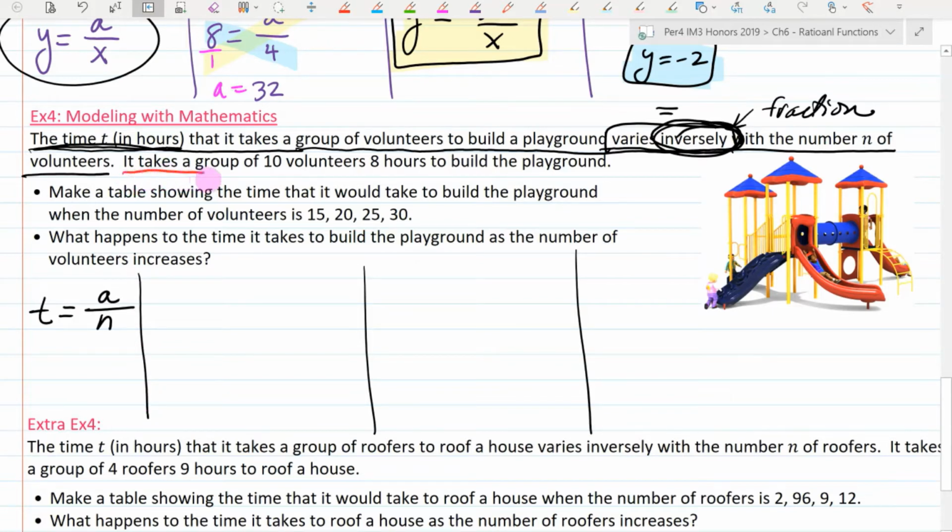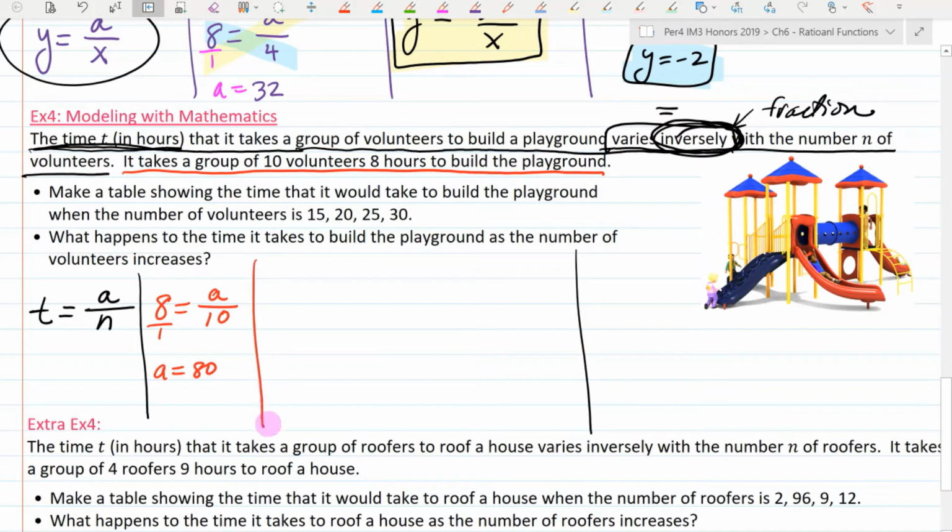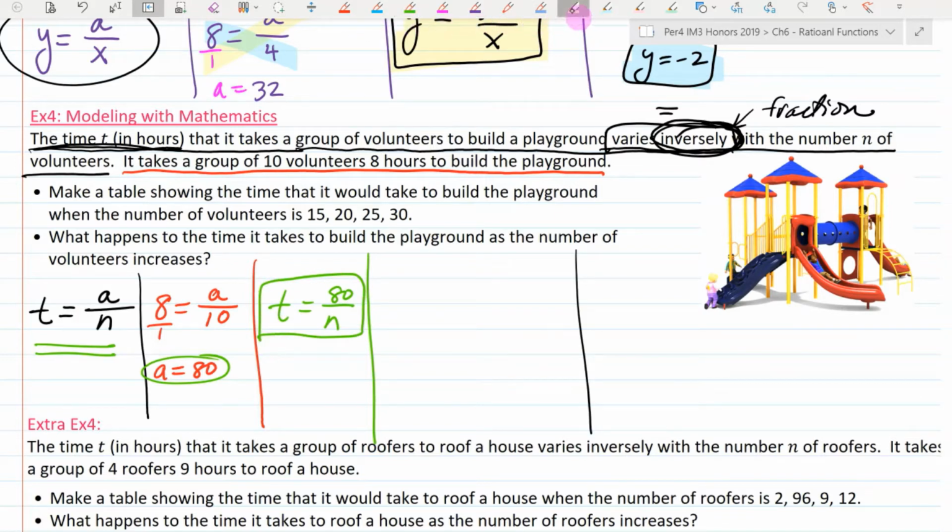Next, we're going to solve for A. It takes a group of 10 volunteers 8 hours to build the playground. So 8 hours, 10 volunteers, we'll cross multiply. A is equal to 80. Third part, we take this equation and we plug that in. T is equal to 80 over N. It says to make a table. We're not going to make a table.